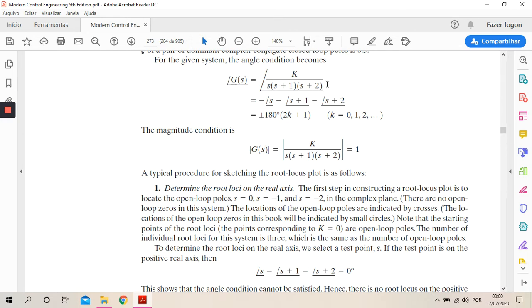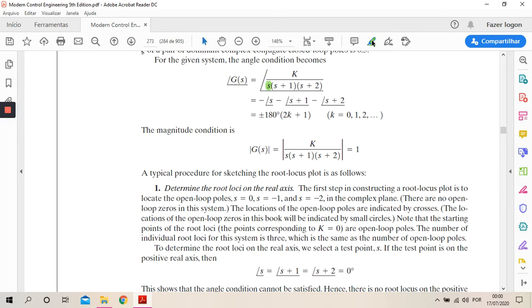The roots of this characteristic equation will be when the denominator is 0. To make the denominator 0, we can simply put 0 here for this s. When this s is equal to 0, then we have a 0 in the denominator, which is actually the pole of the closed loop transfer function.